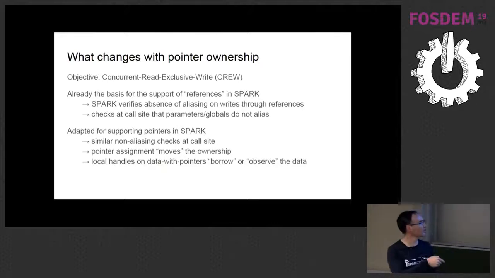So when you assign a pointer to another object, you move the ownership. And if you stop there, you can do useful things, but you're still stuck. For example, if you want to traverse a recursive data structure without destroying it, because each time you move your current pointer, you're going to destroy it. You're going to take the ownership of the things you had before. So what you need for that is some local handles that will restore the ownership when the scope is finished. So where we borrow, or observe, the data, that maps to the Rust concept of mutable borrows or simple borrows.